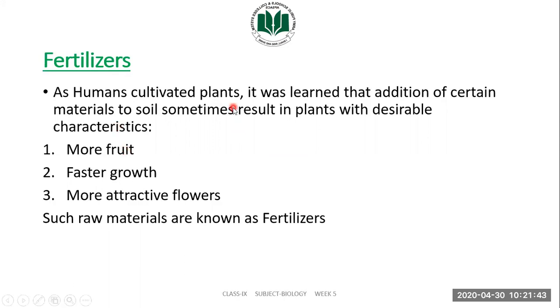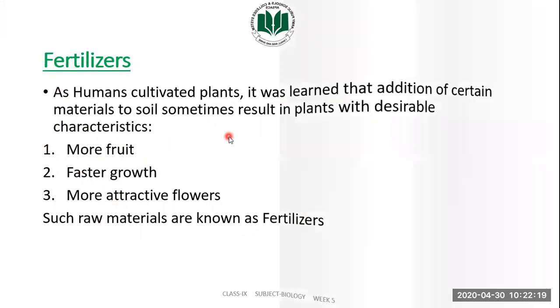As humans cultivated plants, it was learned that adding certain materials to the soil sometimes results in plants with desirable characteristics, such as more fruit. The plants will give more fruit if we apply some fertilizers to them. They will grow faster and give more attractive flowers, hence more pollination will take place and more fruits will ultimately be made. Such raw materials added to the plants are known as fertilizers.